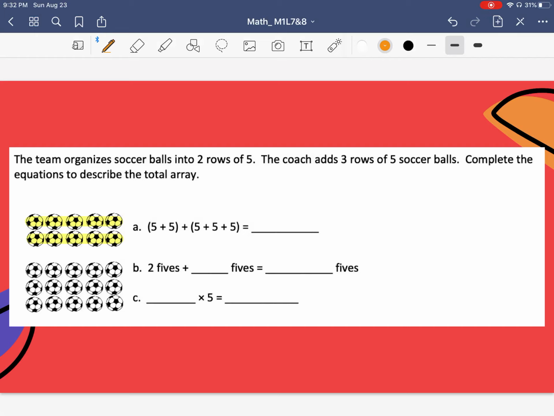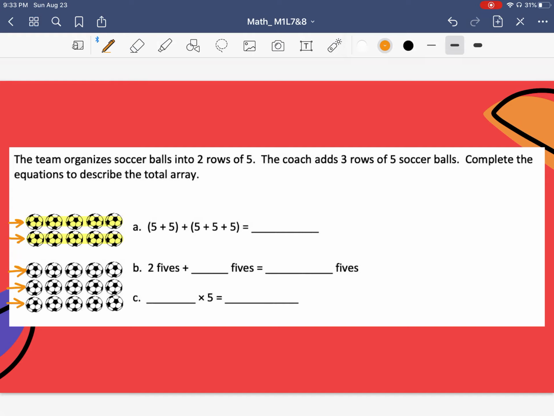So initially, the coach put 2 rows of 5. Here is the first 2. However, later on, he added 3 more rows. And then the question is asking how many soccer balls do they have in total?